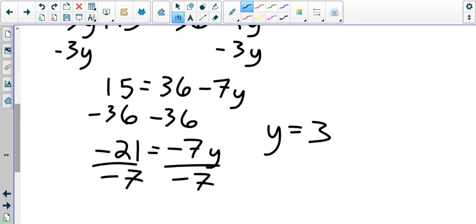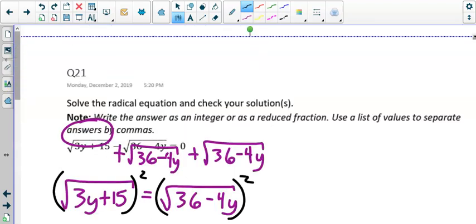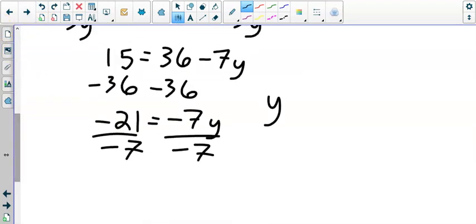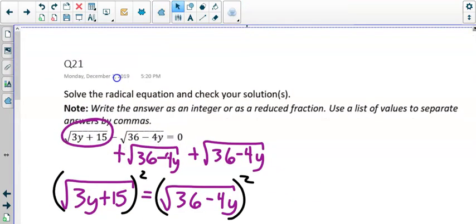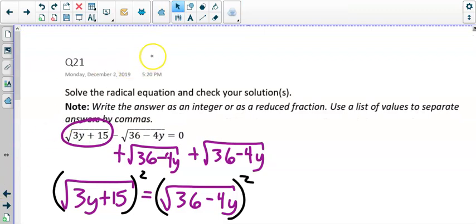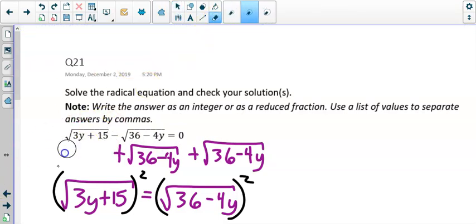Because this is our possible answer. We got to make sure it works on both sides. Okay? Technically, all we really have to check is plugging in the y value here and making sure it equals 0. So let's double check that.